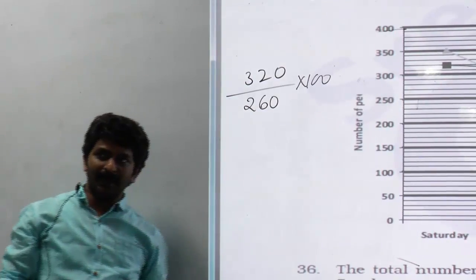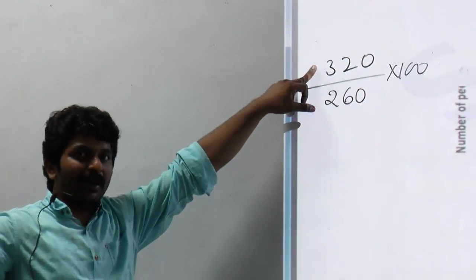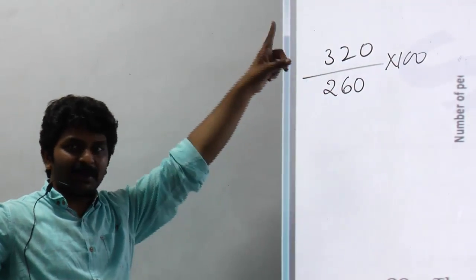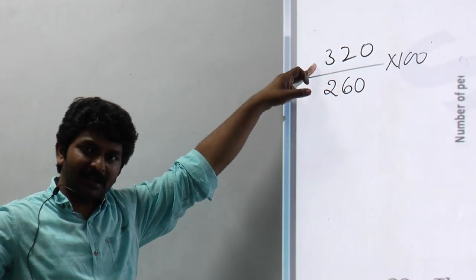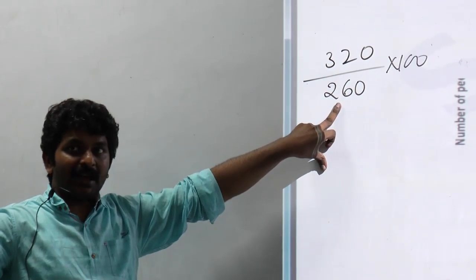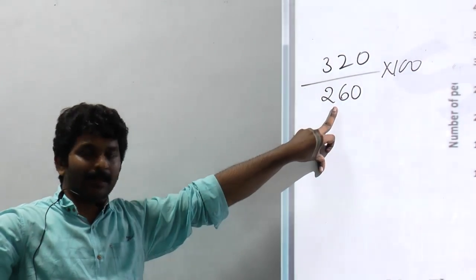So obviously numerator is more than denominator, so answer is more than 100%. And numerator is 60 more than denominator? Yes or no? Now 60, I need to identify 60 in terms of percentage. 10% of this? 20%?